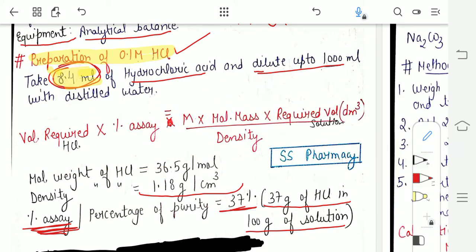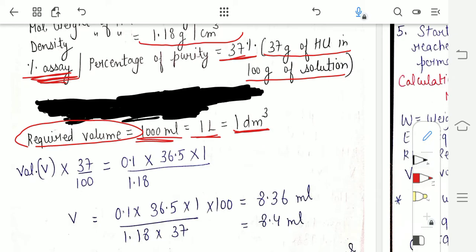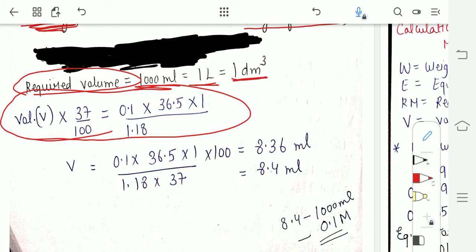Now we will put them in the equation and finally calculate our volume of HCl. When we put all of these values in, the final calculation that comes out is 8.4 ml. This means that when we dissolve 8.4 ml of HCl in 1000 ml of distilled water, the solution which we get will have a strength of 0.1 M.